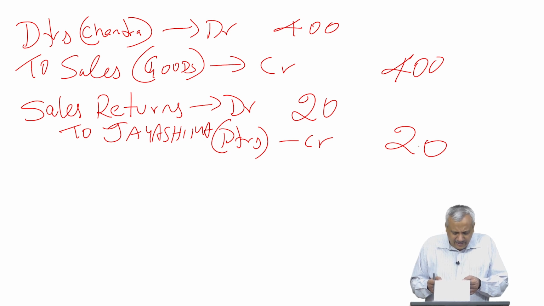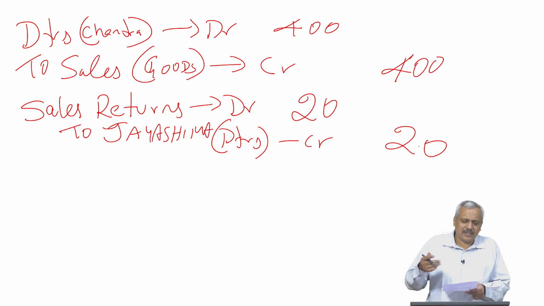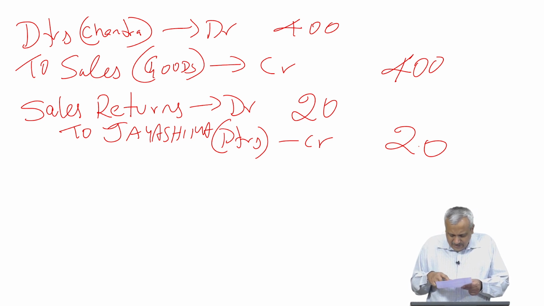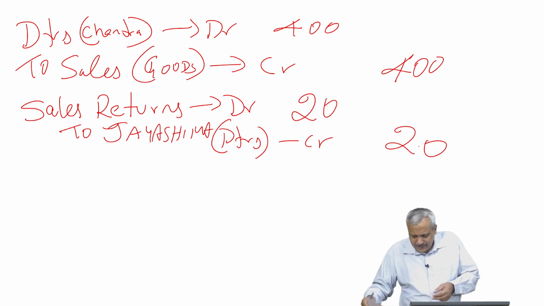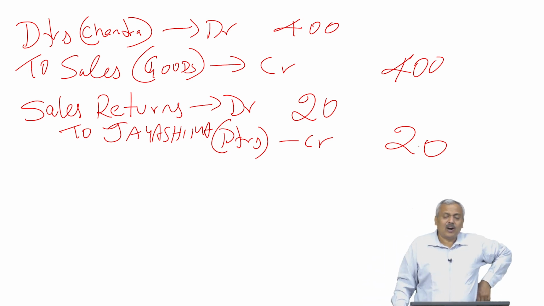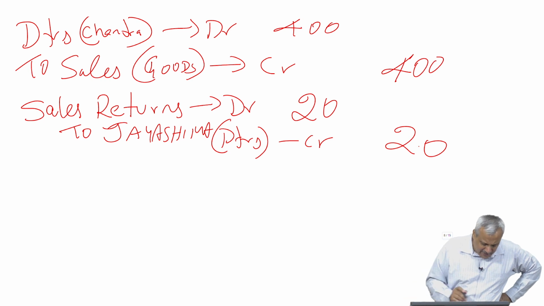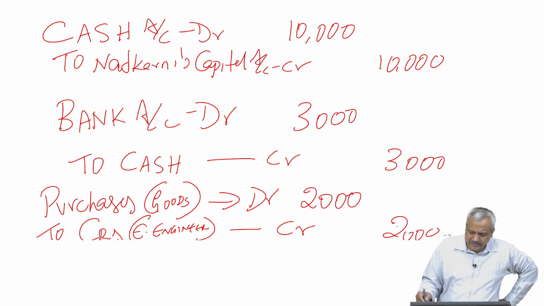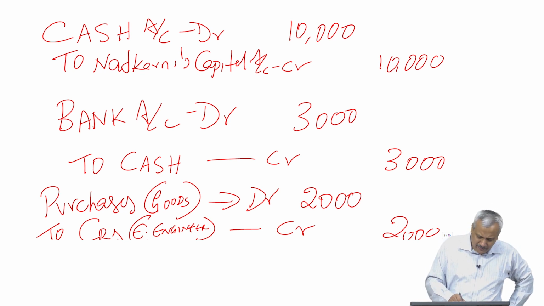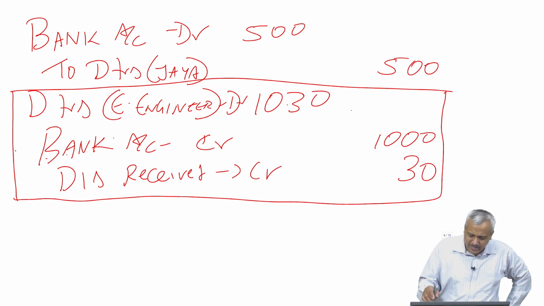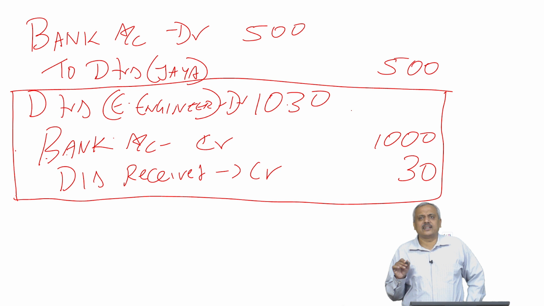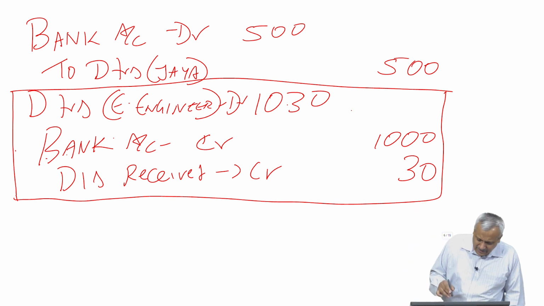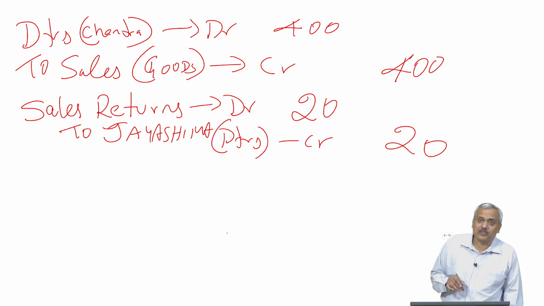Next, as far as today is concerned, we will journalize these transactions, then come back and do the ledgering later. Returned goods to E engineer, rupees 100. Now, how much did you owe E engineer? In one of the earlier transactions you made a purchase of 2000 rupees from E engineer. Out of that you cleared dues to the extent of 1030, so only 970 is left, and now another 100 rupees worth of goods you are returning.